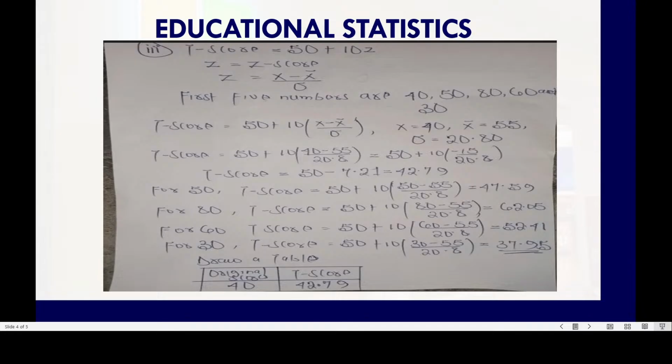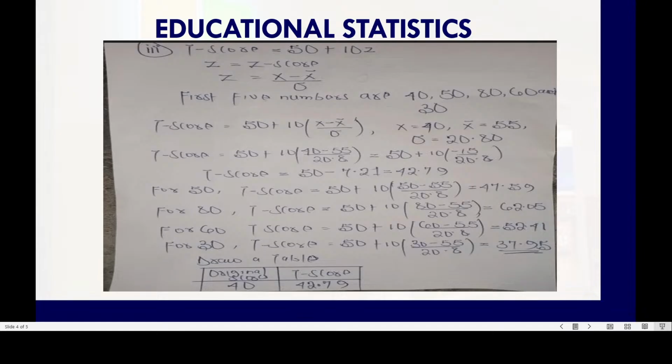So all you need to do is to simplify what you have. 40 minus 55 will give you minus 15. But before then, I will write my 50 plus 10 into minus 15 divided by 20.8. So this time we multiply minus 15 by 10 to give you minus 150. Divide by 20.8 will give you minus 7.21. So 50 minus 7.21 will give you 42.79. That is the first t-score for the first score, which is 40.